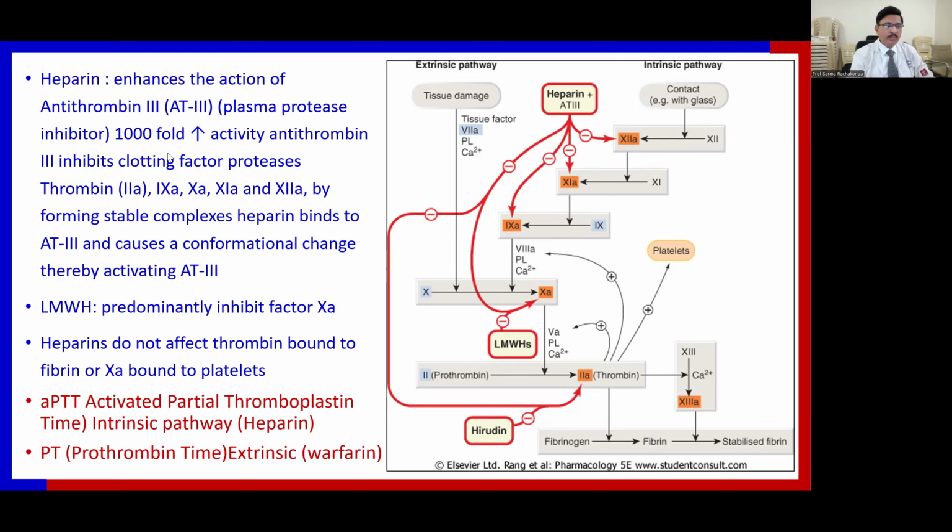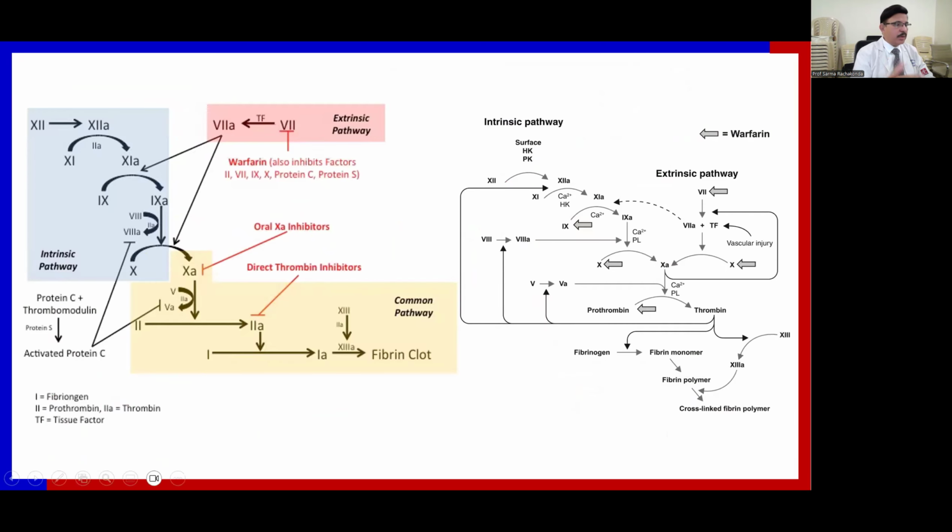Now you already know the test what you have to do. Now it's further simplified nowadays. 12 becoming 12A, 2 becoming 2A, 9 becoming 9A, 11 becoming 11A, and ultimately 10 becoming 10A. This is all the intrinsic pathway. The extrinsic pathway is very simple: 7 has to become 7A.